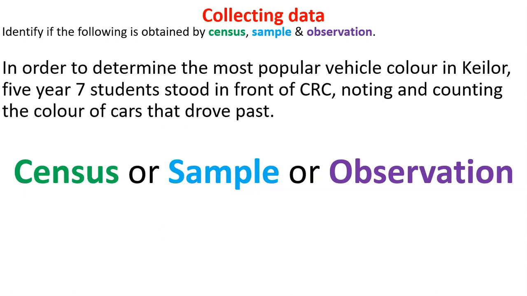So in order to determine the most popular vehicle colour in Keilor, 5 Year 7 students stood in front of CRC, noting and counting the colour of cars that drove past. So we need to think a bit about it. Was it a census for the most popular colour in Keilor? Did we look at all the cars that were registered in Keilor and identify their colours? Well, no. Was it a sample? Did we decide just to go and look at the car park in a certain spot, for example? Maybe we went to the local supermarket and looked at the colour of the cars in that supermarket. No. The fact that we actually only did it by observing would mean that this is observation.